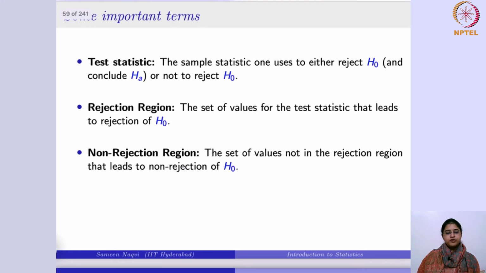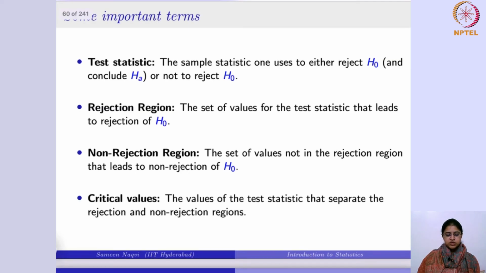However, the non-rejection region, obviously, as the name itself suggests, would be the set of those values where you fail to reject the null hypothesis. So these things will become clear to you as we move ahead in the study. So what do they actually mean? Let us look at different examples.